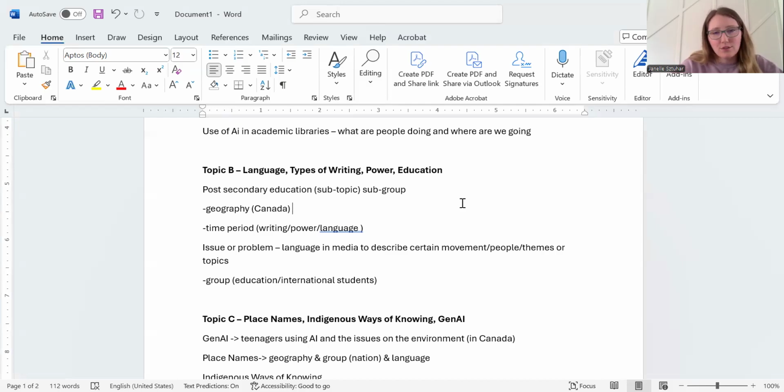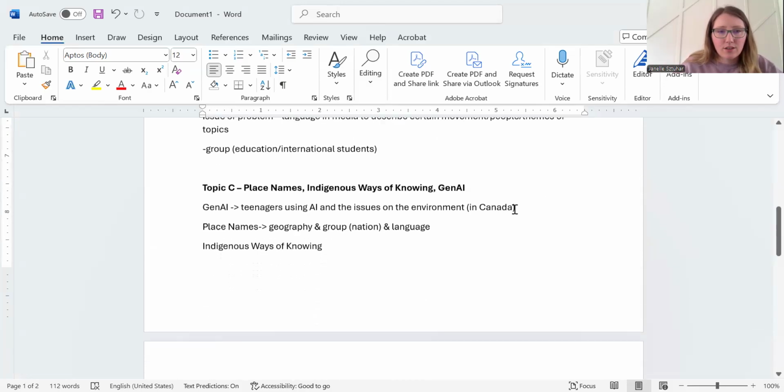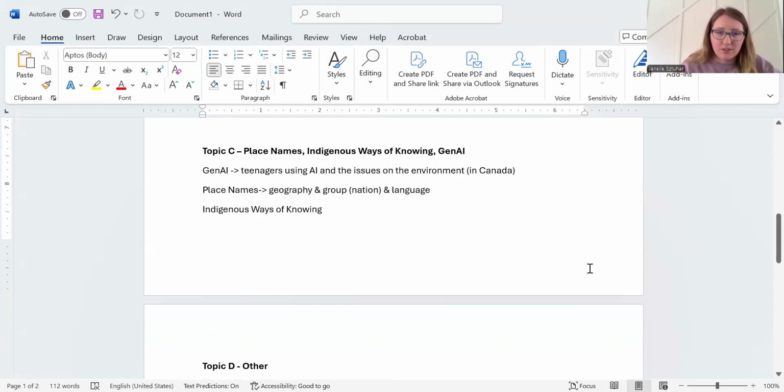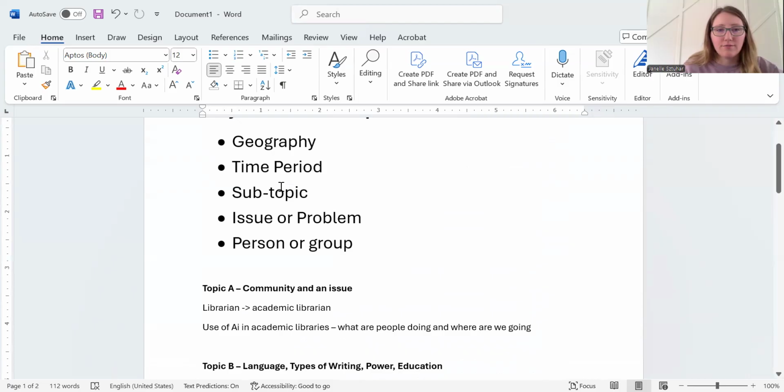So for example, if you're doing education, you could focus again on librarians, faculty, students, within students, you could focus on international students, mature students, nursing students, for example. So there's lots of ways you can continue to drill down to be more specific. If you're choosing one of the topics from topic group C, there's place names, indigenous ways of knowing, or generative AI. For Gen AI, I think you could probably pick all, if not most of these, right?